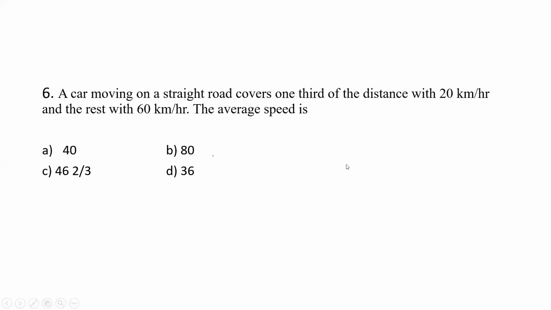Next question. A car is moving on a straight road, covers 1/3 of the distance with 20 kilometer per hour. So a car is moving on a straight road. It is covering 1/3 of the distance with 20 kilometer per hour and the rest with 60 kilometer per hour. The average speed. So again we need to calculate average speed. We require the time taken calculation.